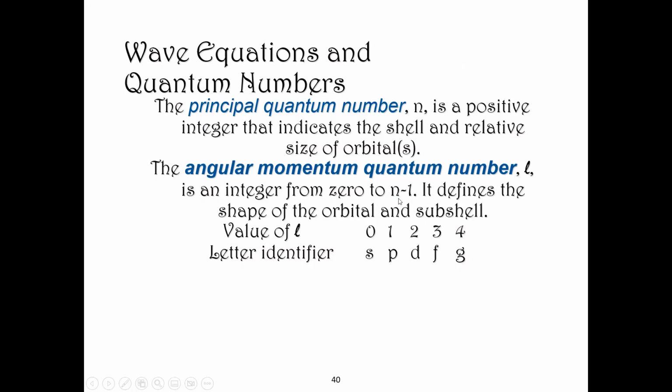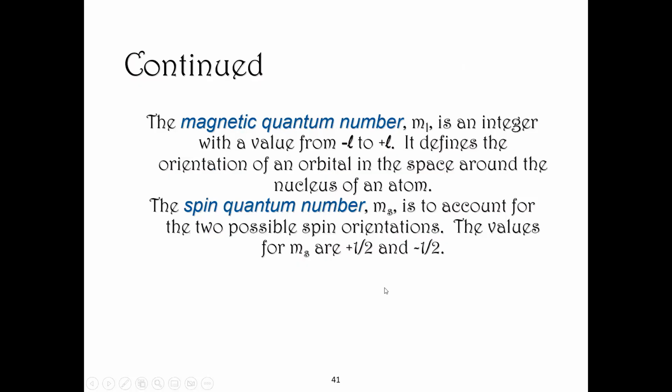But with this, it's 0 to n minus 1. So for the third principal quantum number, for instance, that's going to be 0 to 2. So we'll have all 3 of these first ones. We'll have s, p, and d there, not just d. We'll have all 3 of those.